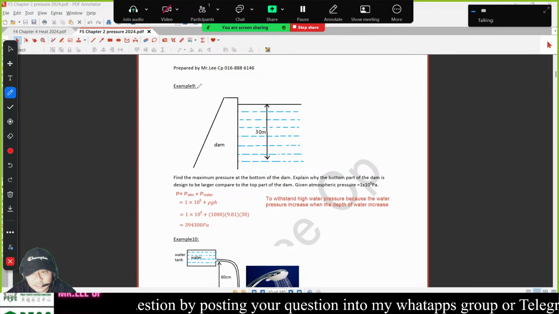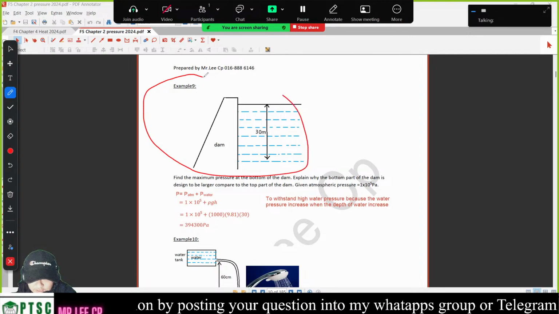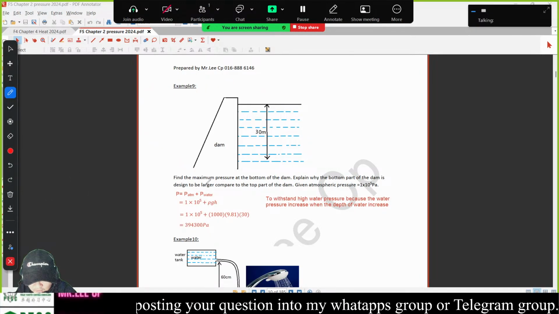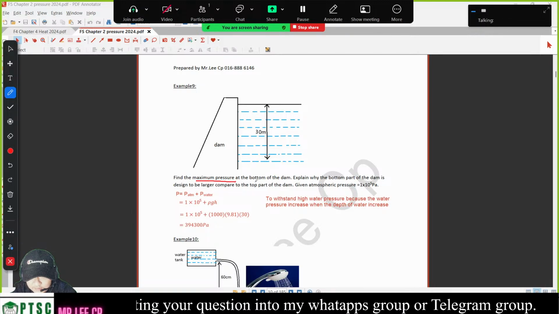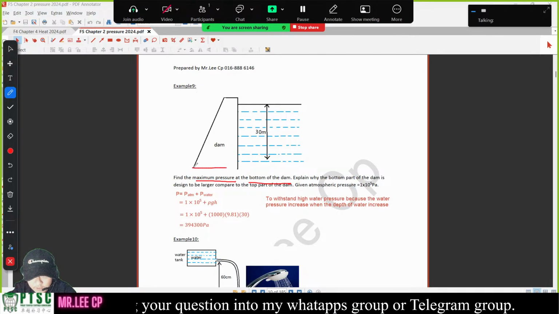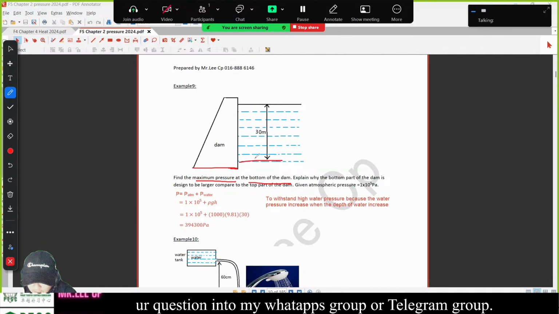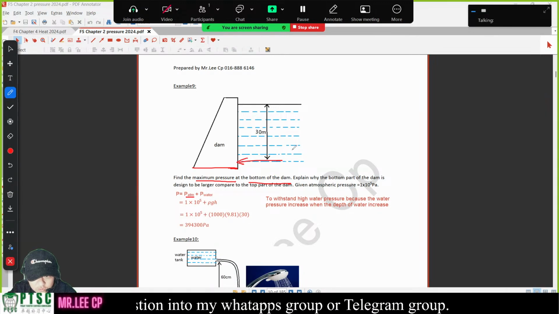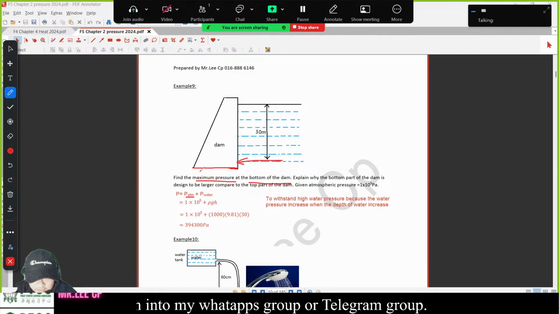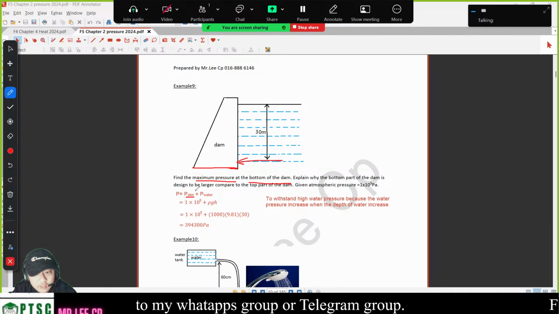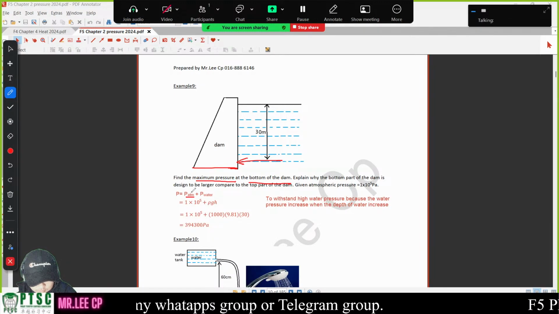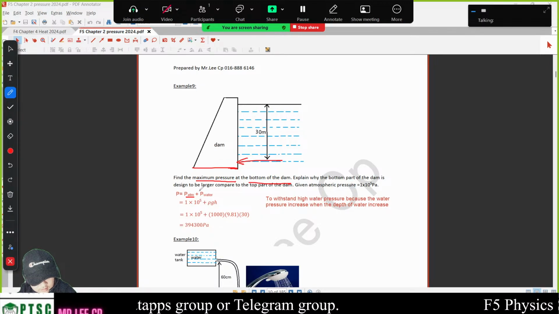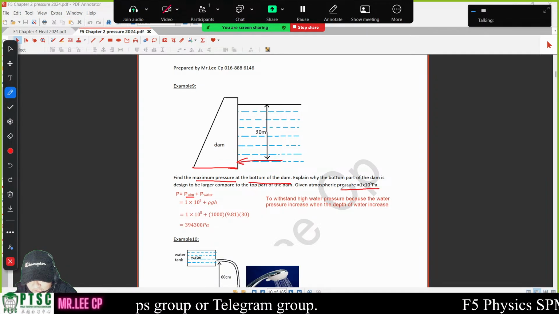Now this kind of question is very, very popular. Find the maximum pressure at the bottom of the dam. What is the pressure at here? The pressure is equal to atmospheric. They never said water pressure, they just ask you what is the pressure, and you need to know how much this atmospheric pressure is.